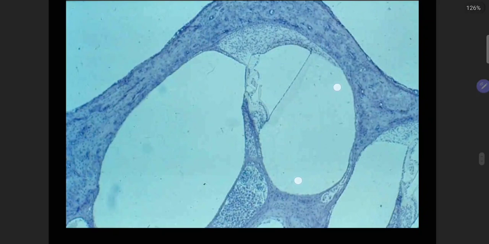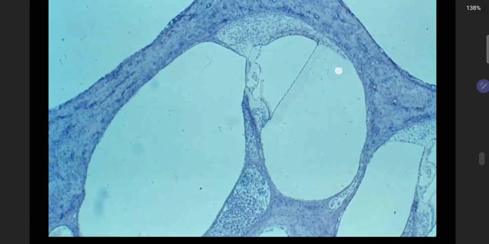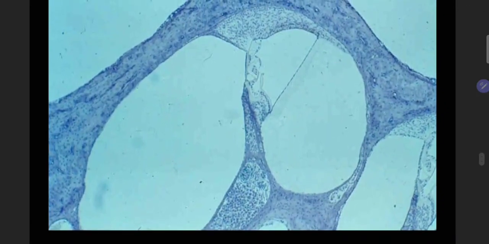So let's get ourselves oriented here. We have 3 chambers, so let's go ahead and label them here.